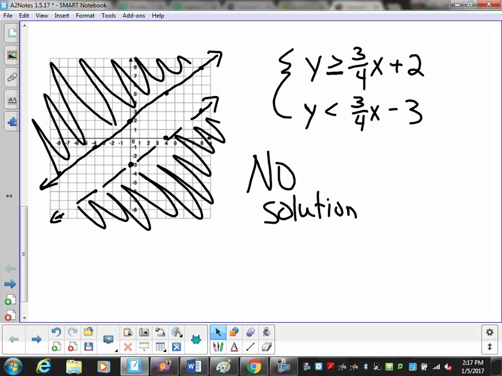What if the line is on that line, like on top of it? Because this one is dashed, it still would have been no solution. Because the only thing they would have had in common would have been the line. But since one of them wasn't on that line officially, then it still would have been no solution.